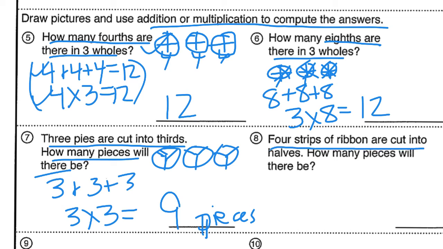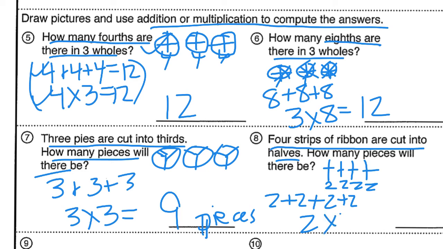4 strips of bacon are cut into halves. 1, 2, 3, 4. Cut, cut, cut, cut. How many pieces will there be? You've got 2 pieces in each one of those, so you can write 2 plus 2 plus 2 plus 2, or you can just simply write 2 times 4. This is how I would do it, because I think that's the easiest way, and the answer is 8. Did you write pieces? I'm not going to be able to fit it in there. P-I-E-C-E-S. Okay. So you should have written 8 pieces, and you should have spelled it right and not continued down below.